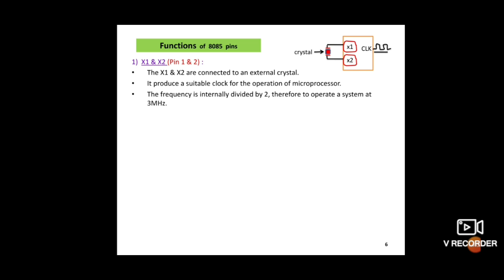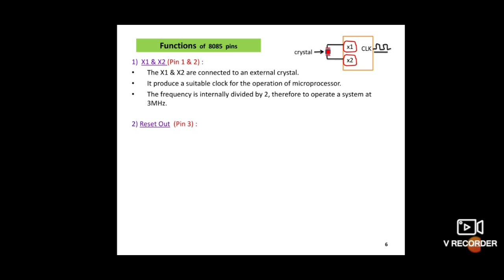The frequency is internally divided by 2. Therefore, to operate a system at 3 MHz, the crystal frequency should be twice the operating frequency. If the operating frequency of the 8085 is 3 MHz, then the crystal frequency should be 6 MHz, meaning double. It is divided across 2 pins, that is X1 and X2, for X1 is 3 MHz and X2 is 3 MHz.